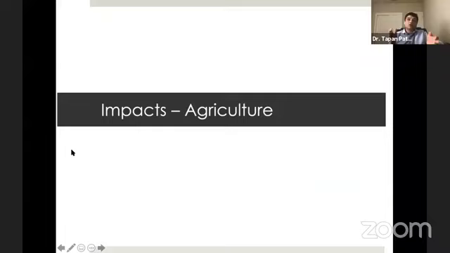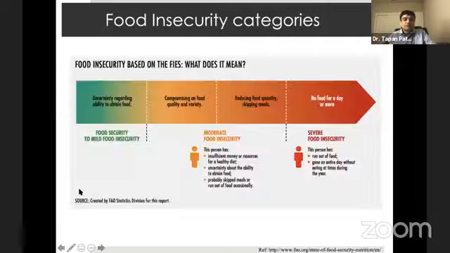Okay, so we talked very briefly about those trends in the different variables, including temperature, precipitation, droughts, and extremes. And now the second part, let's talk about what the consequences on agriculture are.